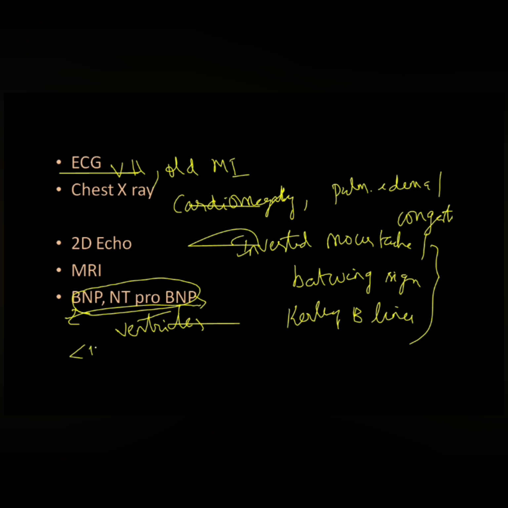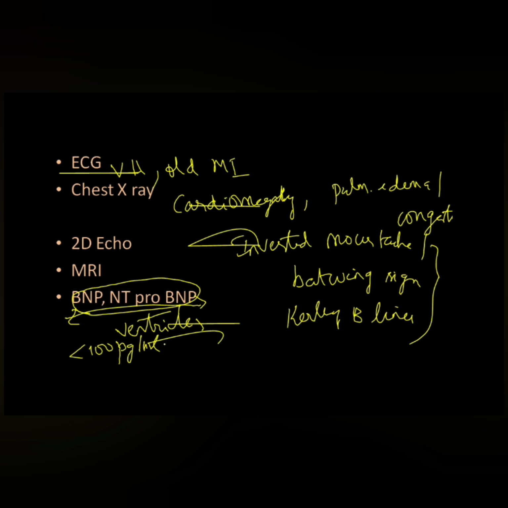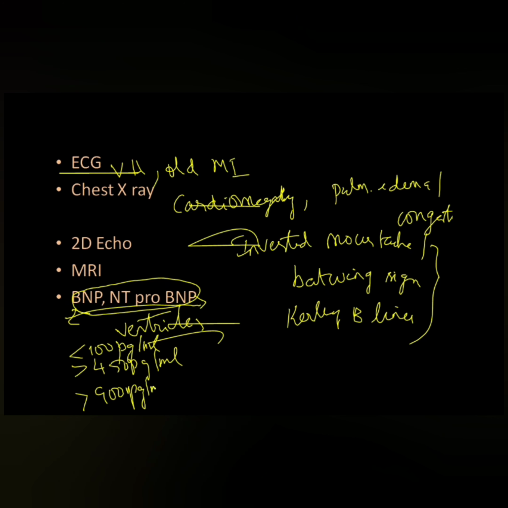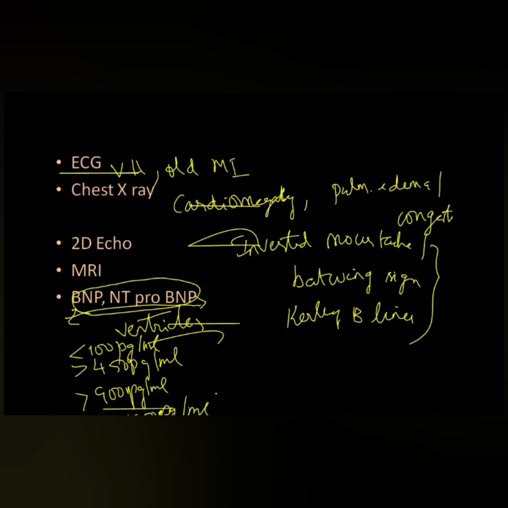If the value is less than 100 picograms per ml, it means that the person doesn't have heart failure. If it is more than 450 picograms per ml, it is mild heart failure. If it is more than 900 picograms per ml, it is moderate heart failure. When it is more than 1900 picograms per ml, it is severe heart failure. So your pro-BNP will tell you whether the person has heart failure or not.